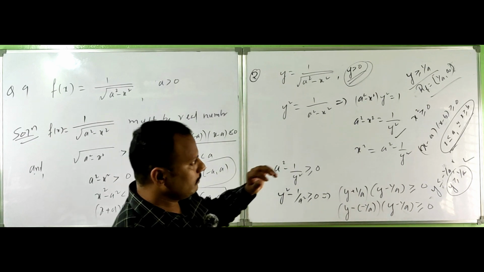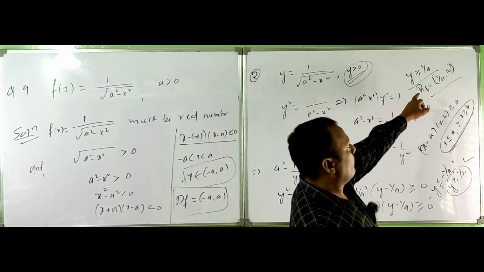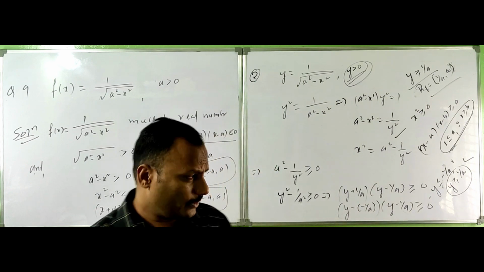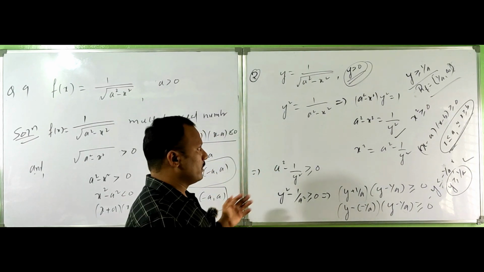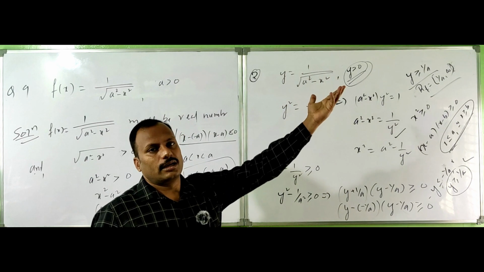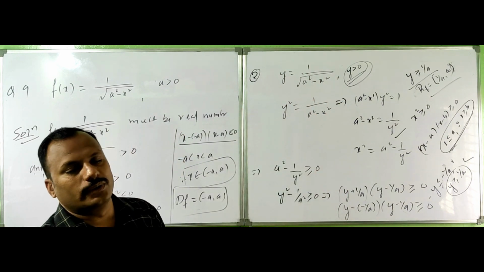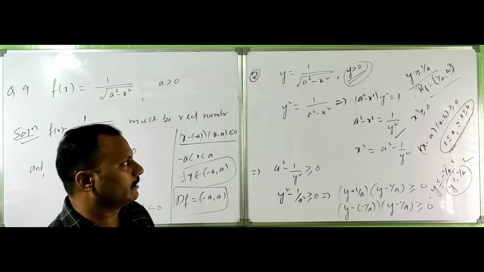Therefore, y is greater than or equal to 1 by a, which means the range is defined only there. You will get the range from this domain, from 1 by a onwards. Therefore, the range of f is 1 by a to infinity. Right?